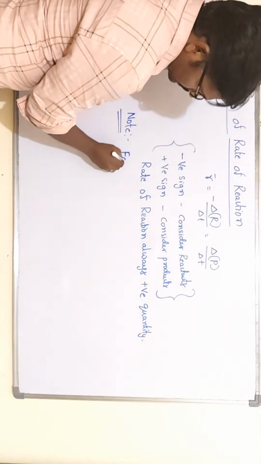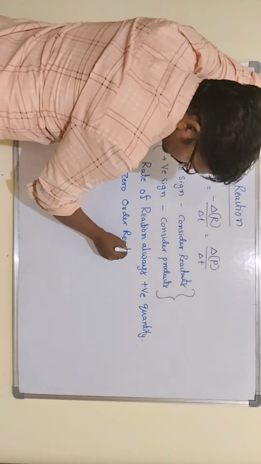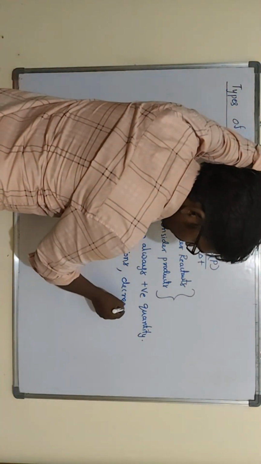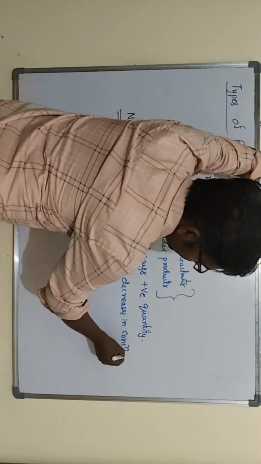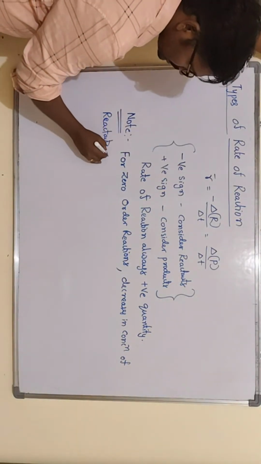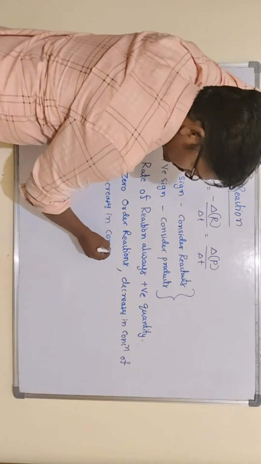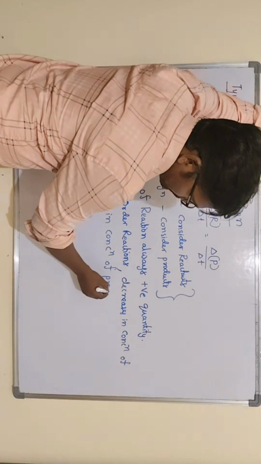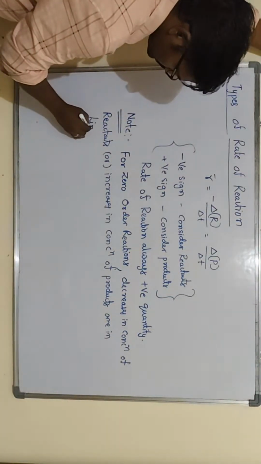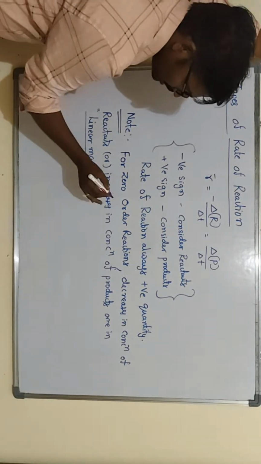What I told: for zero order reactions, the decrease in concentration of reactants or increase in concentration of products is in a linear manner. How it is linear, we'll discuss.